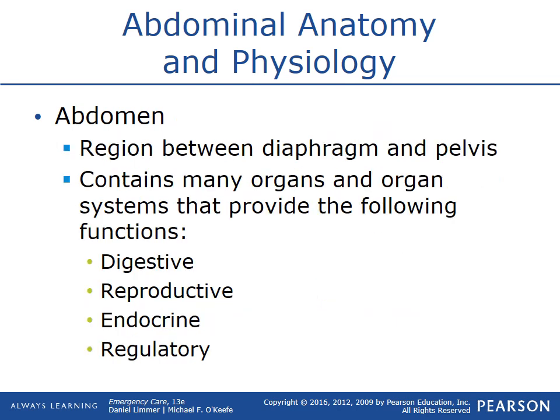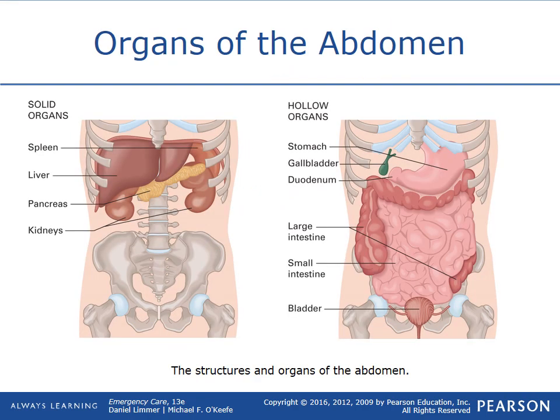The abdomen is the region between the diaphragm and the pelvis. It contains many organs and organ systems, and it has the following functions: digestion, reproduction, endocrine, and regulatory. So here's a picture of the organs of the abdomen.